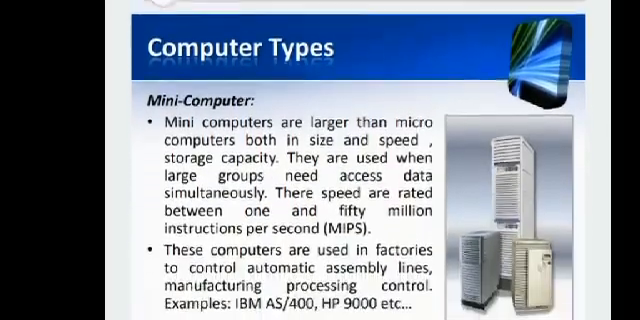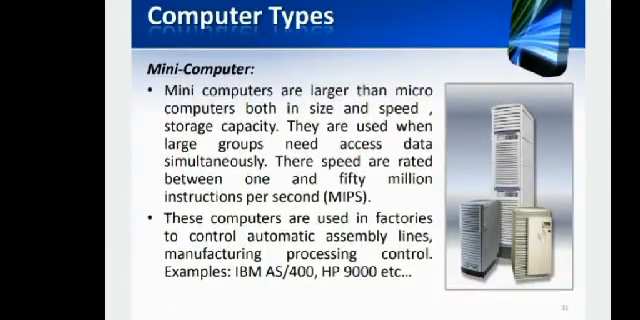Our third type is minicomputers. Minicomputers are larger than microcomputers in size, speed and storage capacity. They are used when large groups need access to data simultaneously. Their speed is rated between 1 and 50 million instructions per second. These computers are used in factories to control automatic assembly lines, manufacturing and processing control, and examples are the IBM AS400, HP 9000 etc. And here you can see the picture of the minicomputer.